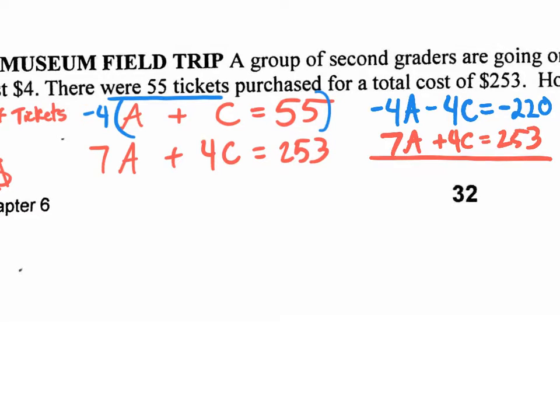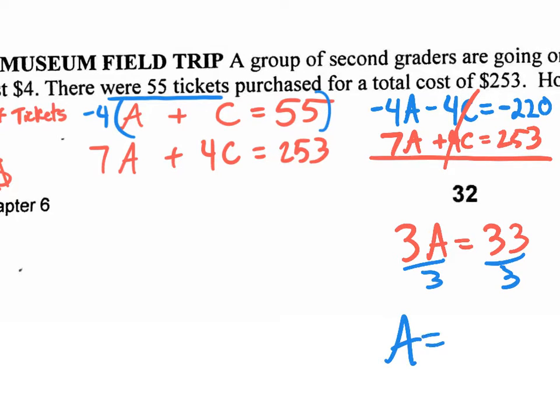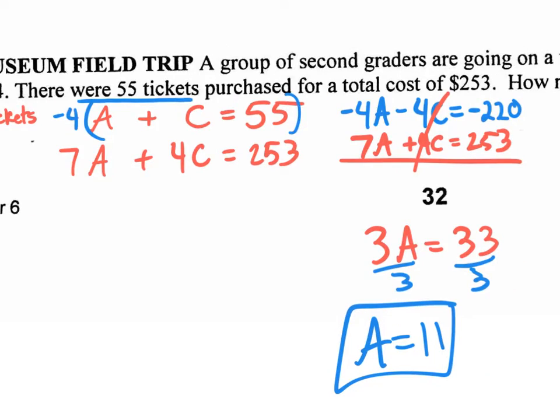And now we could actually combine them. The C's will cancel. You're going to have 3A equaling 253 take away 220. That's 33. So solving that equation, divide by 3, A equals 11. So there's 11 adult tickets, but they're not asking for 11, or they're not asking for adult tickets. They are asking for how many children's tickets.